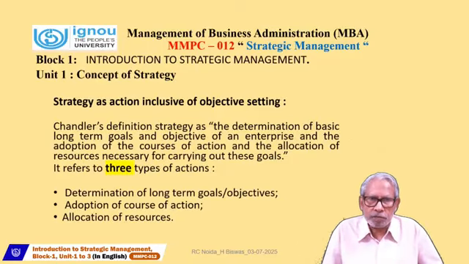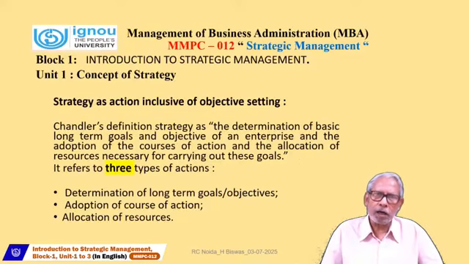Strategy as an action inclusive of the objective settings, as per the current definition: strategy is the determination of basic long-term goals and objectives of an enterprise, and the adoption of the courses of action, and the allocation of the resources necessary for carrying out these goals. So it refers to three types of actions: the determination of the long-term goals and objectives, adoption of the course of action, and allocation of resources.